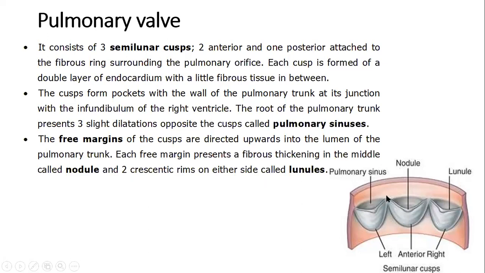So these are the lunules on either side. So this nodule will keep this valve more strong. It's because this is a fibrous nodule and there are lunules on the sides, so they don't collapse. So to prevent collapse, there is a nodule as well as the lunules.